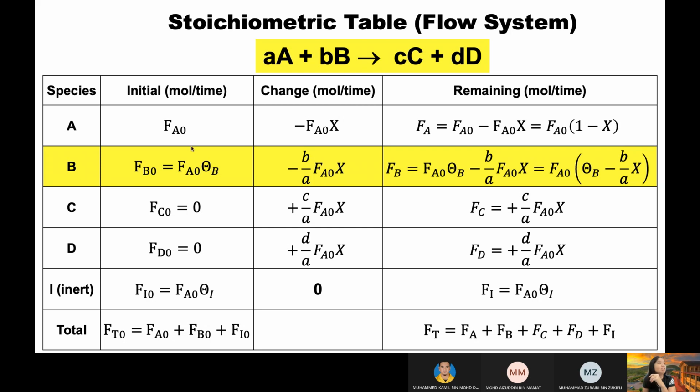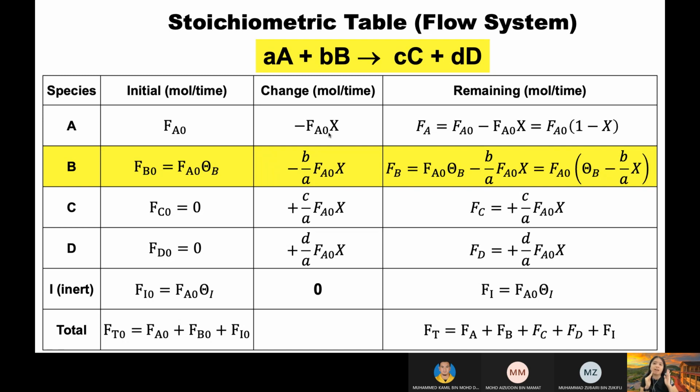Okay, so now let us look at how the table is constructed. First, initial for A, the initial molar flow rate of A, FA0. Okay, there we go. Let's go row by row, it is easier to understand. Okay, next. Change. So how much A changed during the reaction is as much as minus FA0 X. So first of all, why is there a minus? Because it will decrease. The molar flow rate of A will decrease because A reacts. So how much will it decrease? By negative FA0 X.